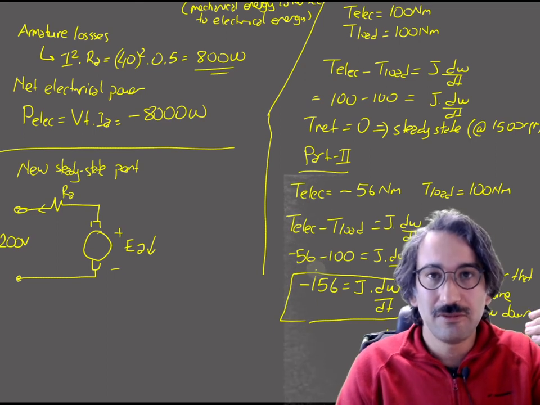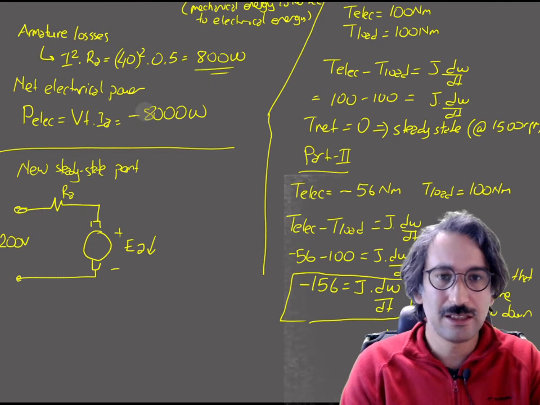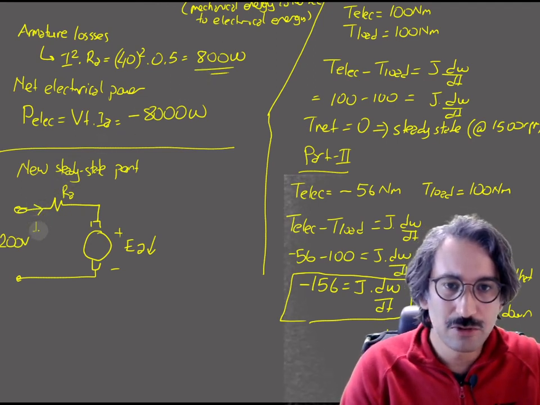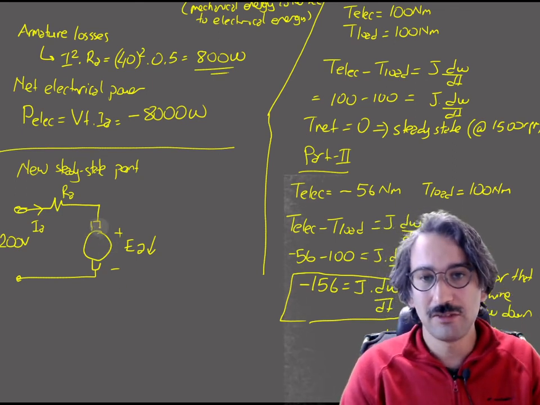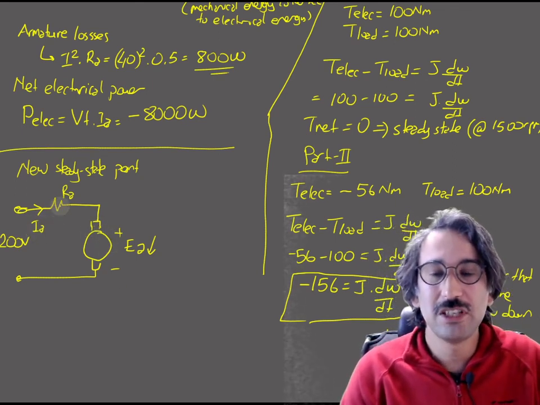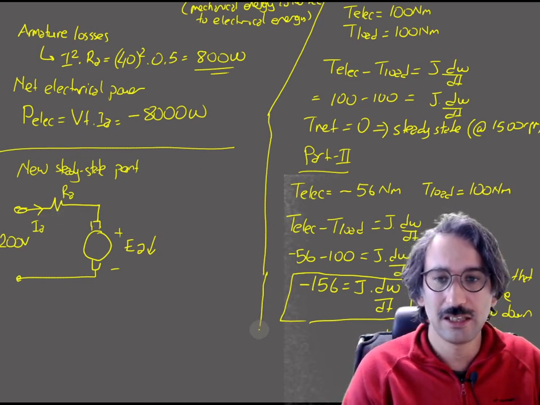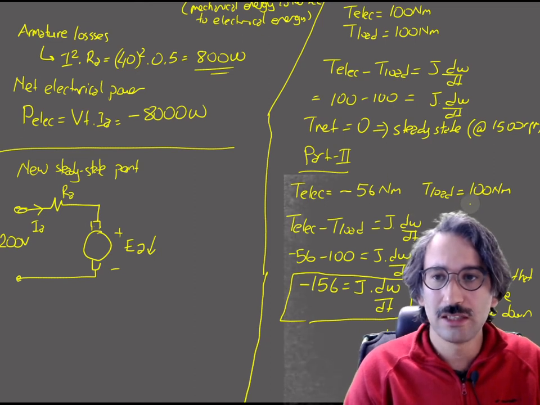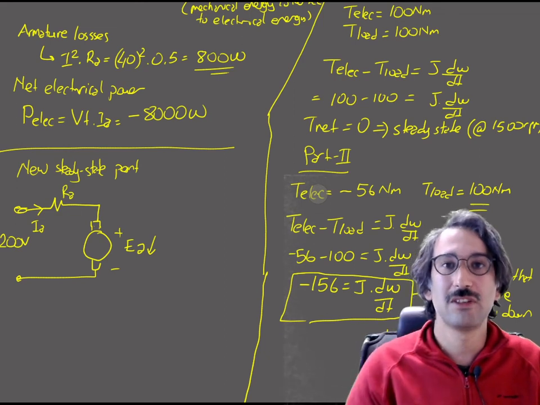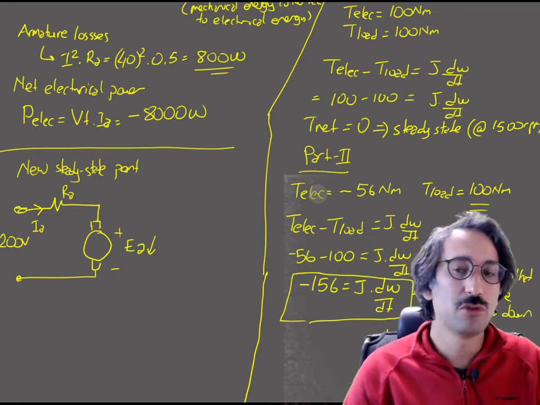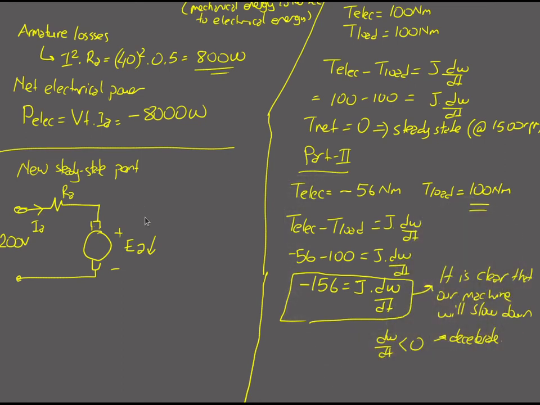If it goes below 200 volts, the current direction is going to get reversed, and it will first go backwards, but at first it will not be enough. Until when? Until we generate enough torque. If our load torque is 100 Newton meters, the motor will keep slowing down until it gets into the motoring mode and produces exactly 100 Newton meters. So let's try to calculate that value.